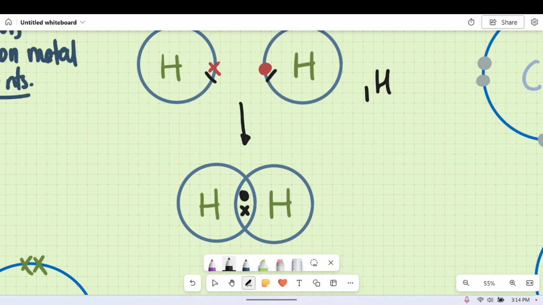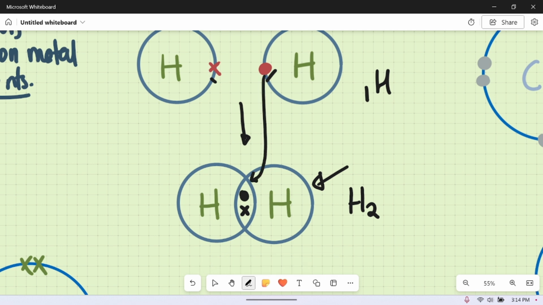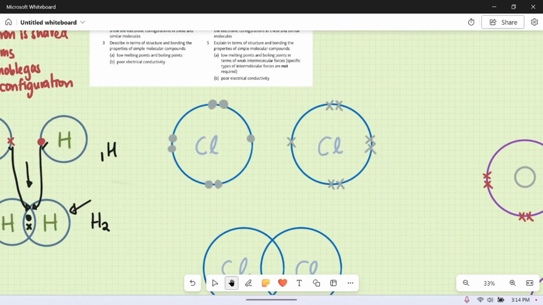So you have your dot and cross. Now, in the exam, they want you to draw this diagram because this is how the dot and cross diagram of hydrogen bonding, or H2, in other words, occurs. So they both give one electron, and they form a covalent bond. Okay. Now let's look into chlorine.